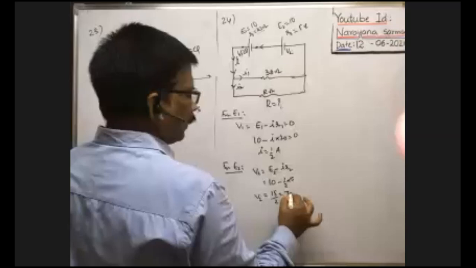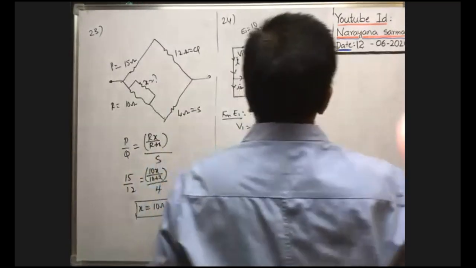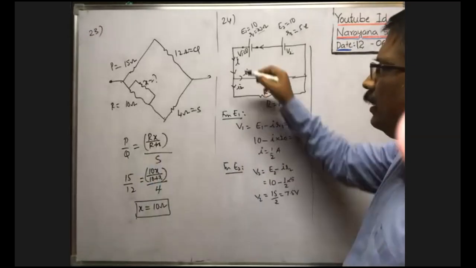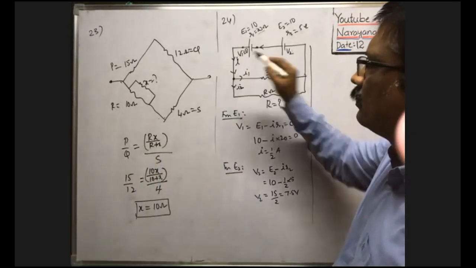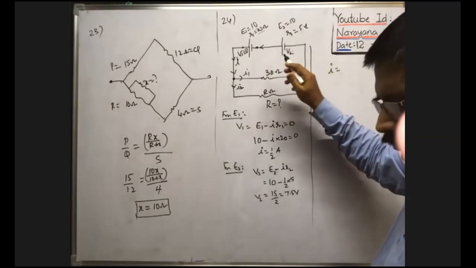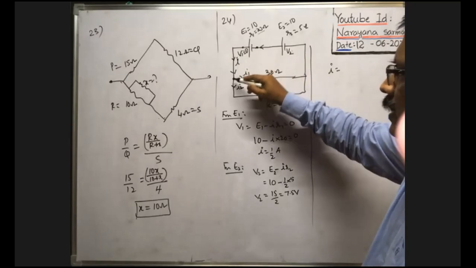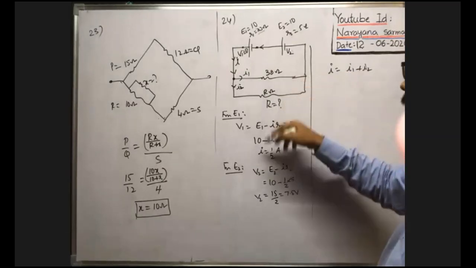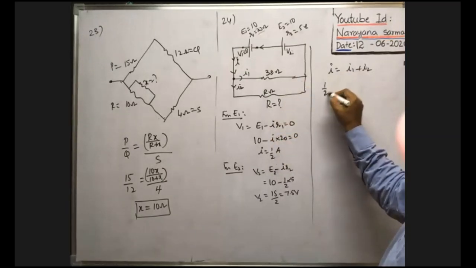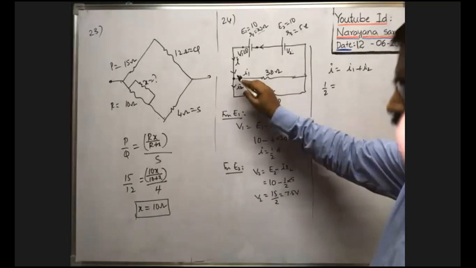Now we need the external resistance R. That is the question. You see, at this junction, I is equal to I1 plus I2. I we already got as 1 by 2 ampere. What about I1? We need the potential difference across this resistance.